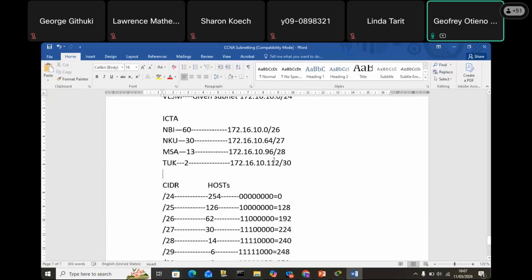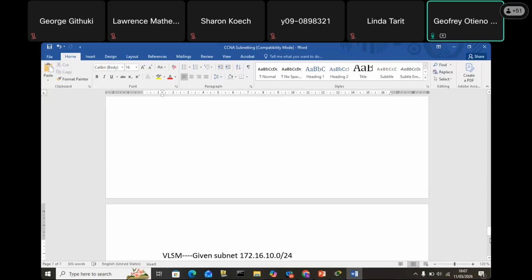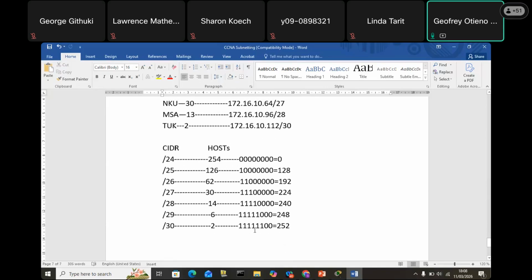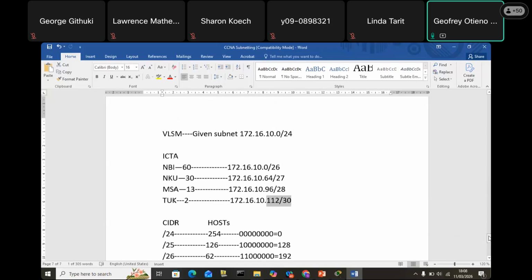That gives you 112. After adding 112, you come down and check. It has 2 hosts. Which prefix supports 2 hosts? The prefix that supports 2 hosts, as you have seen, is 30. And that's what you write here. So basically, that's how simple VLSM is. Very simple, very straightforward. That's actually what you need to know.